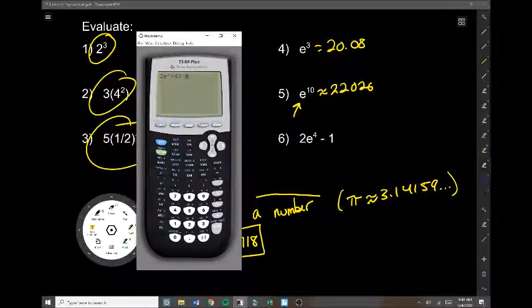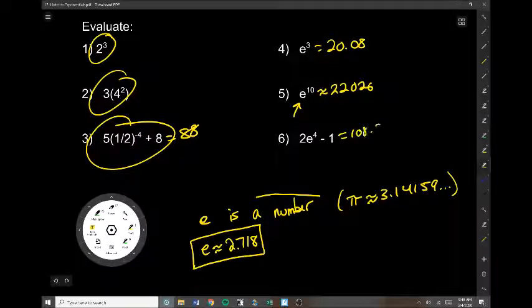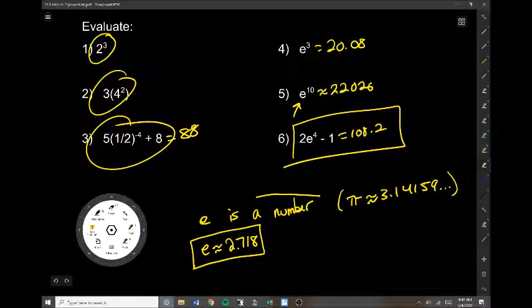2 times e to the 4th minus 1 is 108.2. So that's how you calculate with e, and that's all we're going to do with it for this lesson.